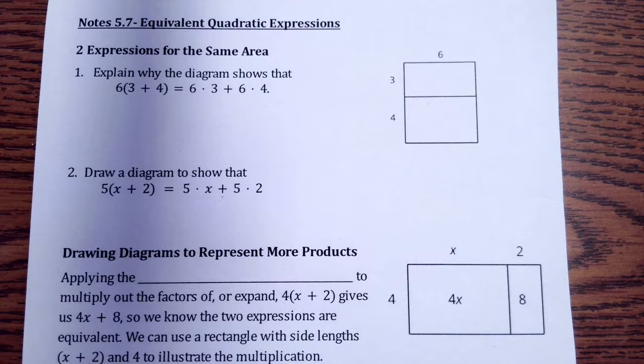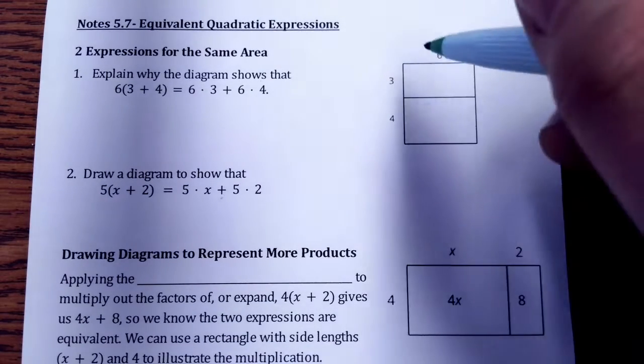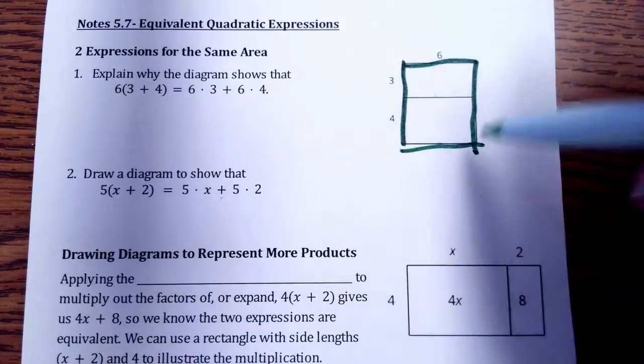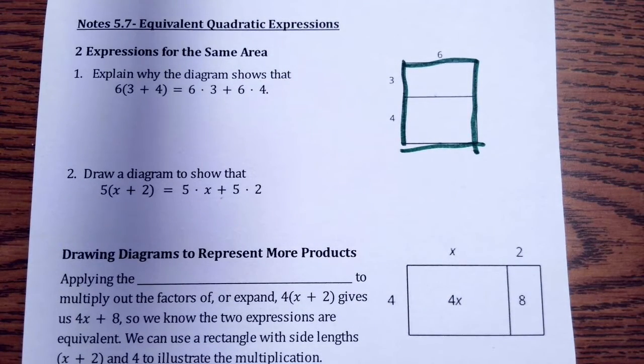Chapter 5, Section 7. Expressions for the same area. Number 1. Explain why the diagram shows that 6 times (3 plus 4) equals 6 times 3 plus 6 times 4. Well, if we look at the whole big rectangle, the area of a rectangle is base times height, and your base is 6, and your height is whatever 3 plus 4 is.